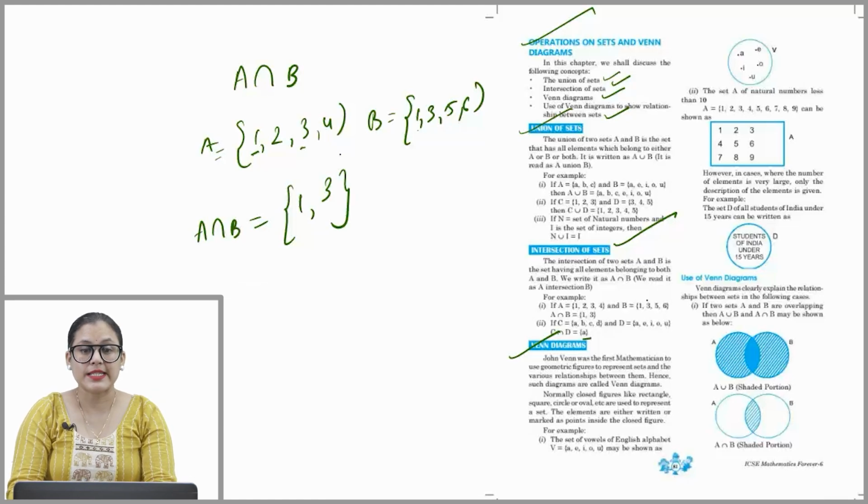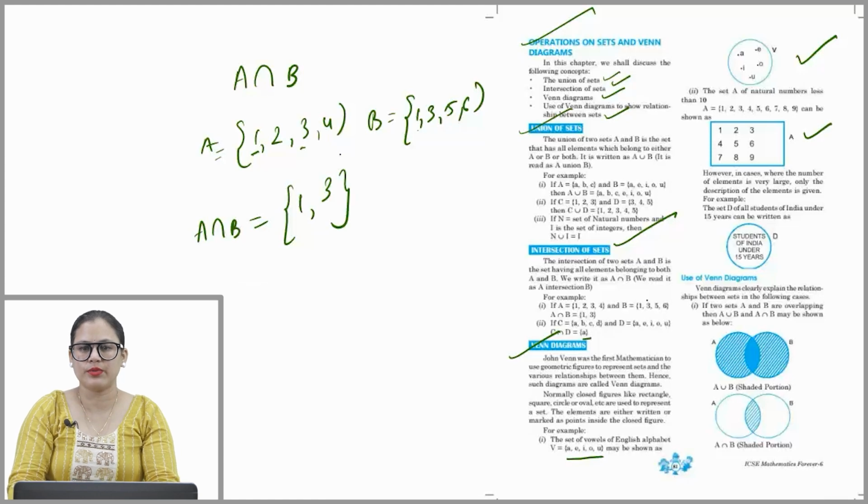For example, the set of vowels of English alphabet, V equals {a, e, i, o, u}, may be shown like this. Number 2, the set A of natural numbers less than 10. Less than 10 means we will write all the numbers from 1 to 9. And that can be shown like this.